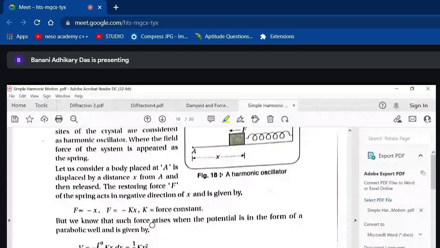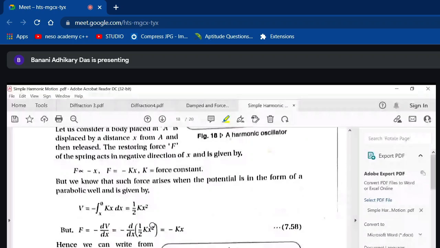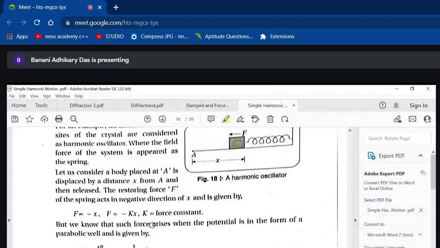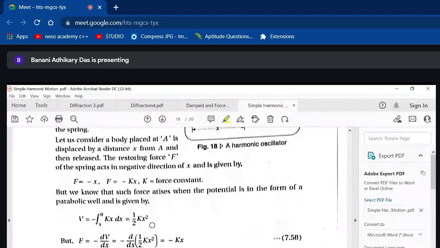And next, we would like to know how you calculate the potential. Whenever you elongate the spring, you do some work, and this work is stored in the system as the system's potential energy. So how do you compute the potential energy? First, your force is kx and displacement is dx. So for dx, the work done is kx into dx.